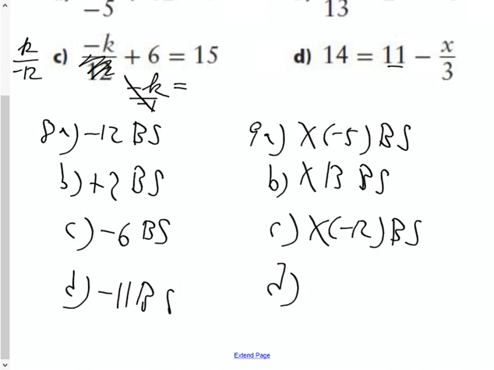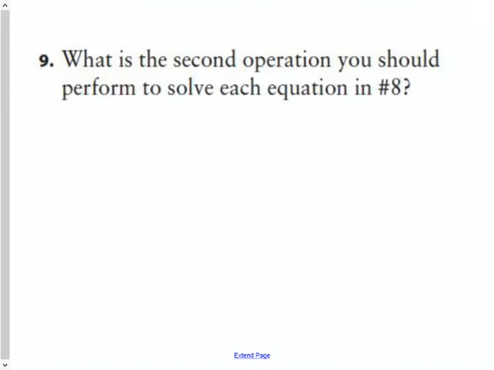Again, we have this thing that's going to be written like this. So we want to rewrite it like this. And what's the second thing we're going to do? We're going to multiply both sides by -3. Okay, that's the answer to those ones. So we can skip 9 and we go right on to 10.